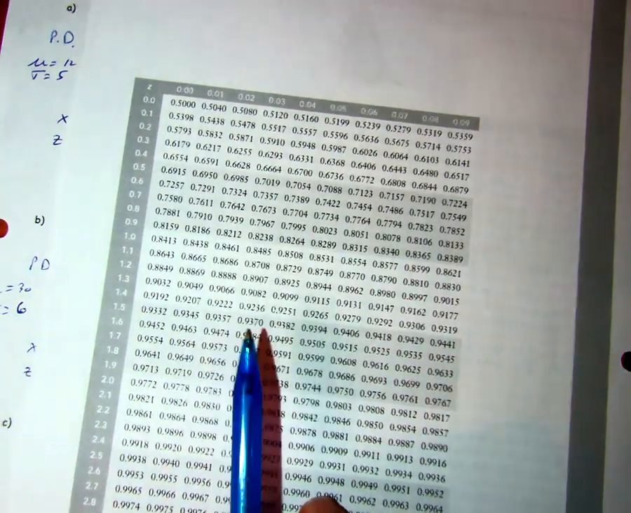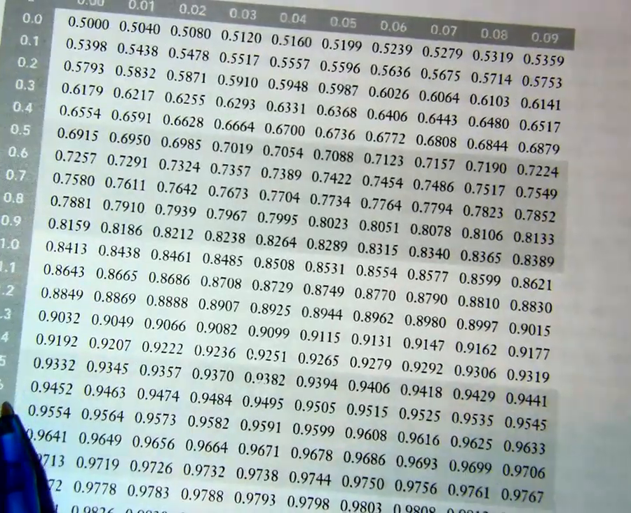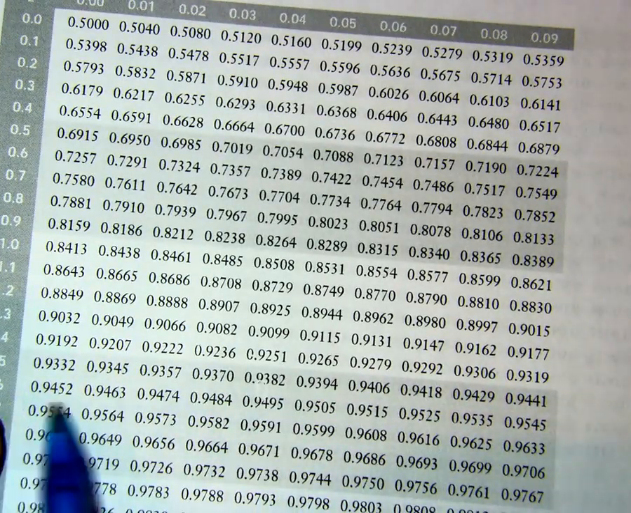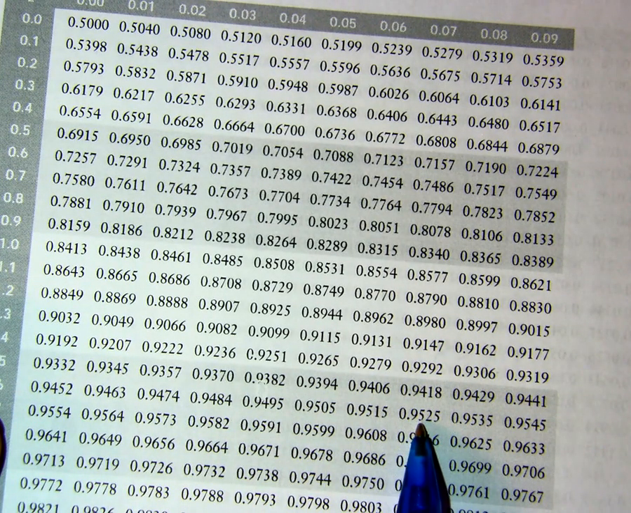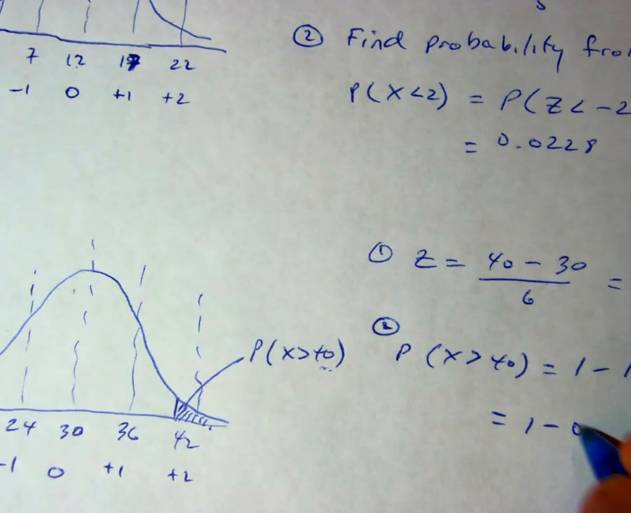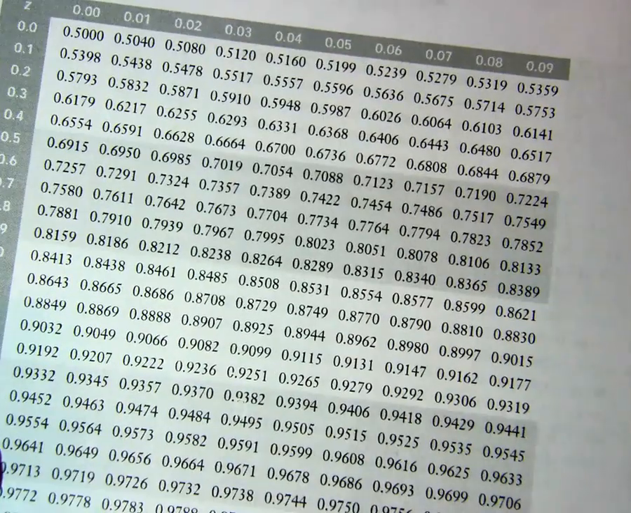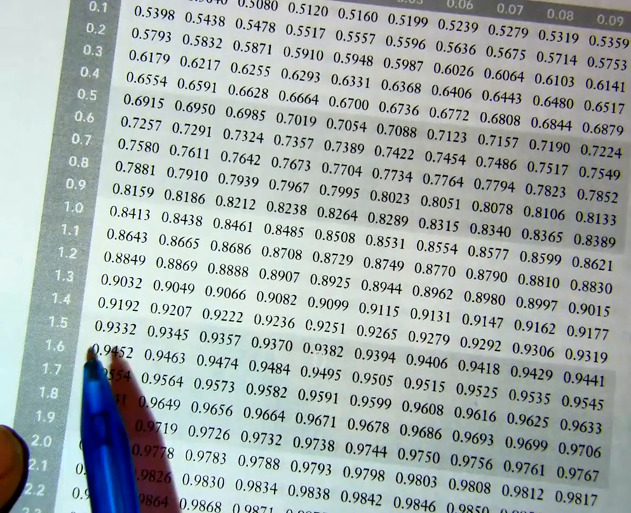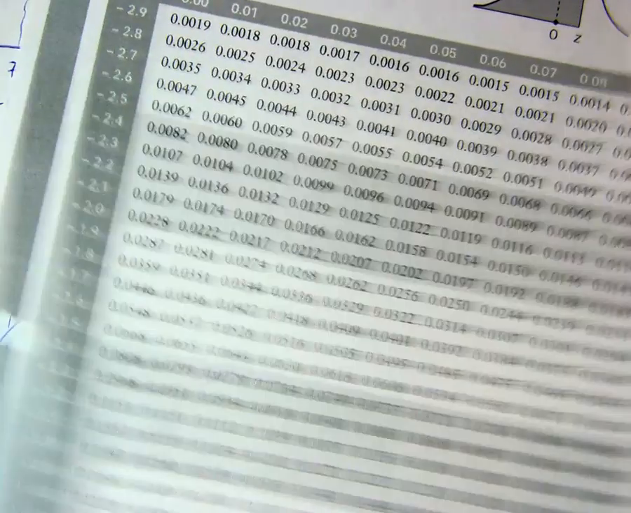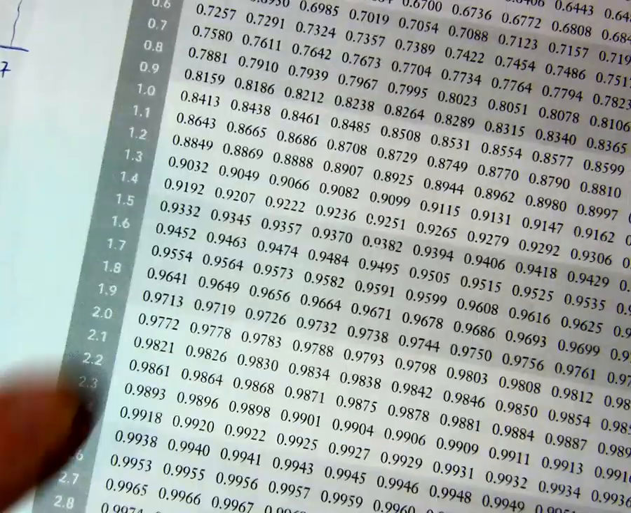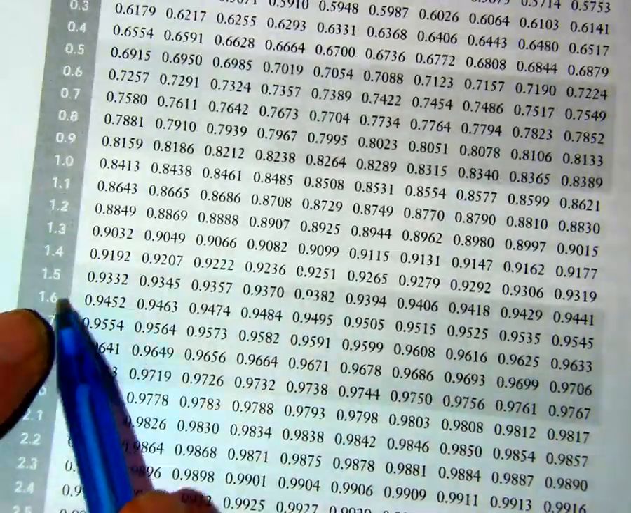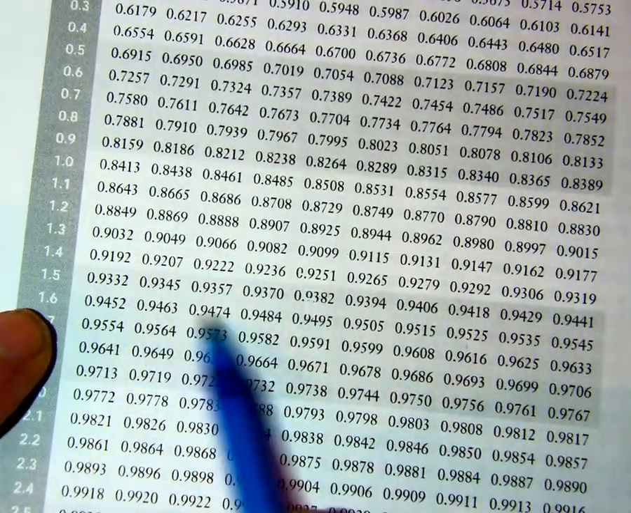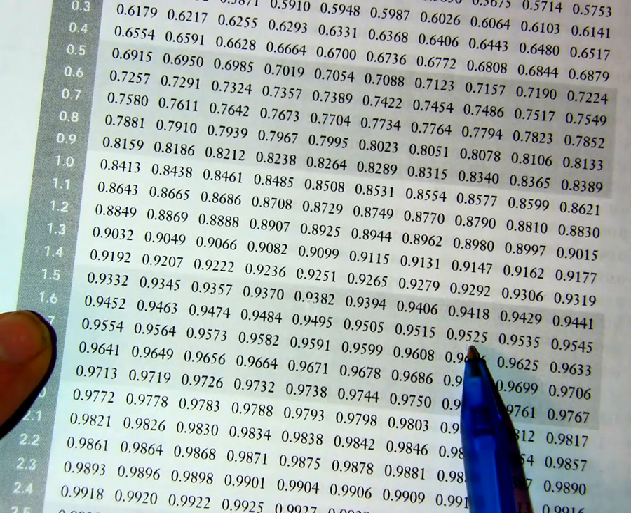Let's zoom in on this chart here. 1.67, right? 1.6, and then we go to the 7th spot, which is 0.9525, right? Is that what you got? Wait, is that what you said? I think I did it wrong. Okay, you got to go to the plus side, not the negative side. There's one side for negative values and one side for positive values, right? So go to the positive page, 607, 1.6, and go over to the 0.07 column. You get that number.